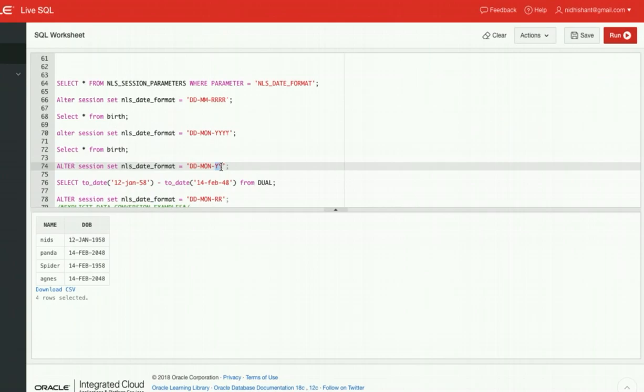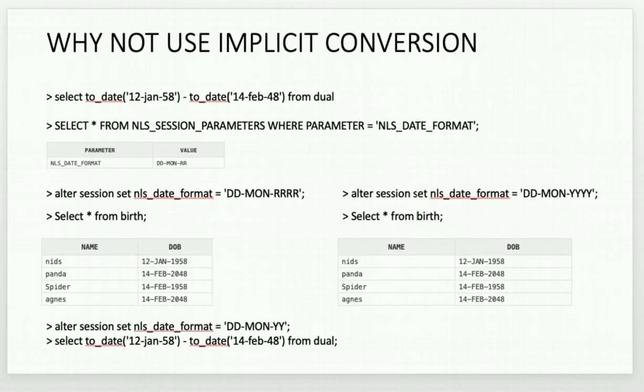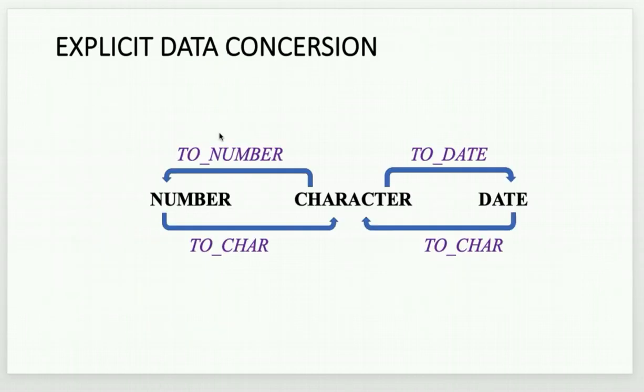And this is just one example with the date implicit conversion. You should be very careful with other implicit conversions as well. That's why we should always avoid using implicit conversion and rather use explicit conversion whenever possible. So moving to the explicit data conversions, we have different functions available from Oracle SQL. You can convert a character to number using the to_number function, character to date using to_date, and a date or number to character using the to_char function.